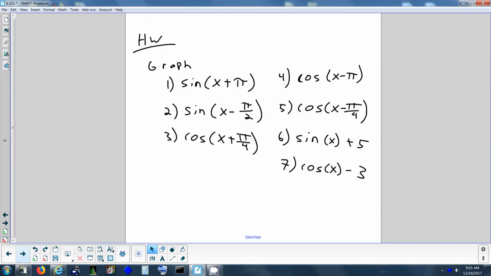Okay, so homework, it's going to be these 7 questions. I already have them on a worksheet, so you really don't need to copy them down. But if you lost the worksheet, you can always go online and you can get the problems there too.